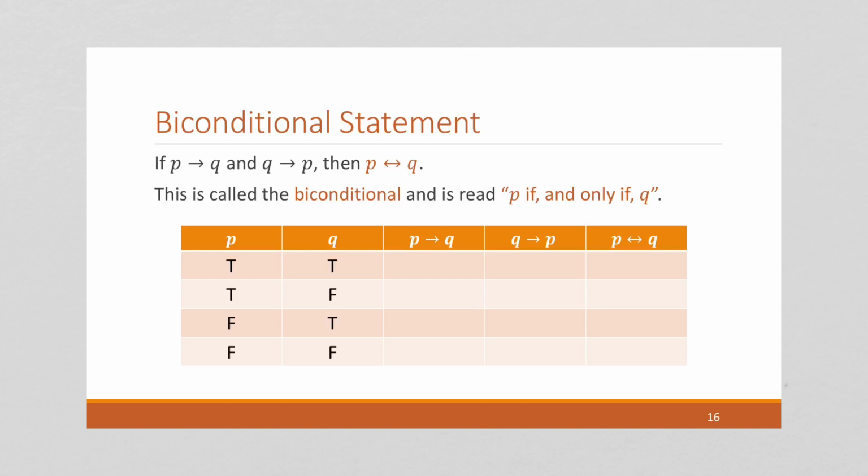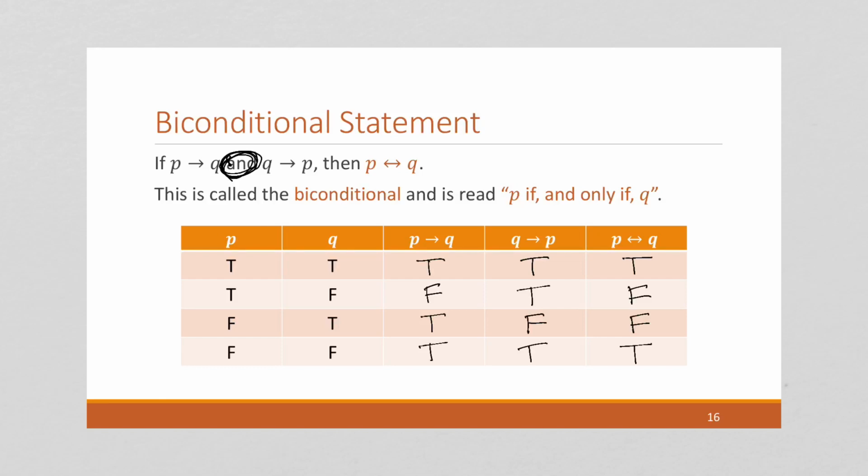Let's do the truth table for this. If P implies Q, we have true, false, true, true. And then Q implies P, I'm going backwards. I've got true, true, false, true. And now remember, we're anding these together. This is an and. So if both of these are true, this is true. If they're not, this biconditional is false. And here they're both true, so they're true again.